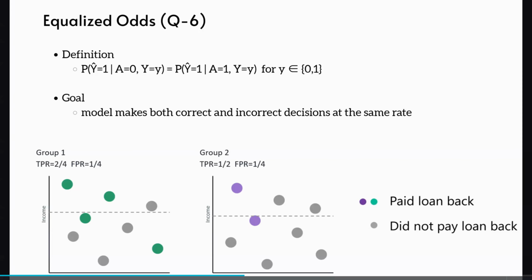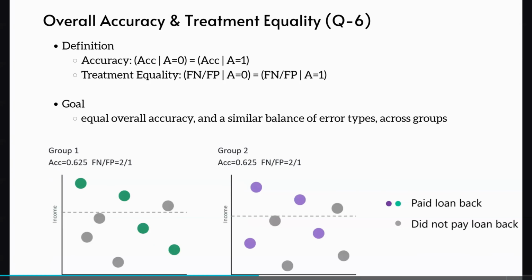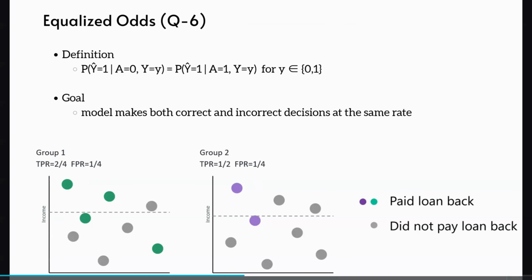Just make sure that the TPRs are the same across groups. The TPR and FPR for one group do not have to be the same. Just for clarity, I made that mistake last time. But TPR to TPR should be the same. Yes, TPR to TPR.